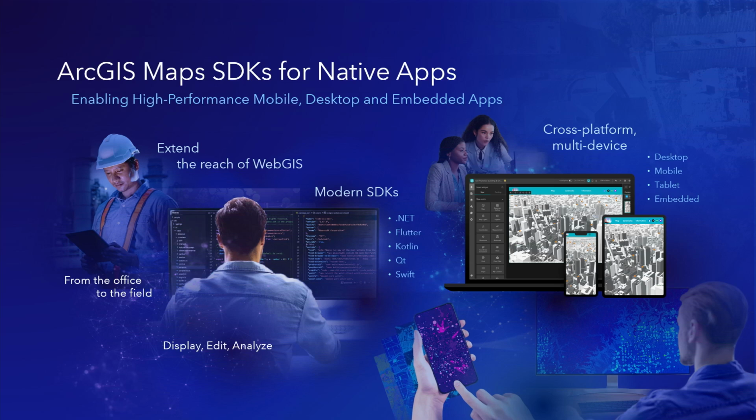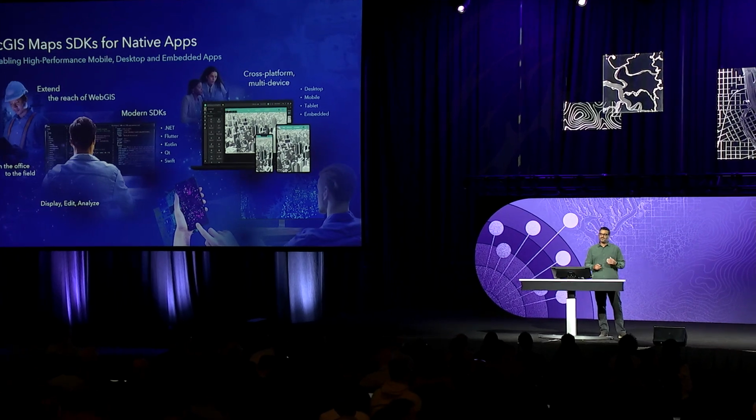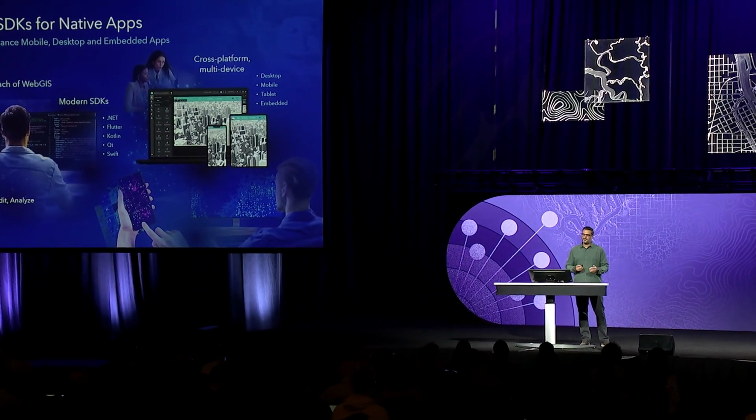Next, let's switch over to the native SDKs. We all love our modern apps and devices. They keep us connected, productive, and engaged. With full access to the device hardware and sensors, native apps feel like they belong on the device. They're not just displayed on it. Using the native SDKs, developers can build high-performance mapping applications that integrate deeply with the device platform and extend the reach of WebGIS to your custom apps.